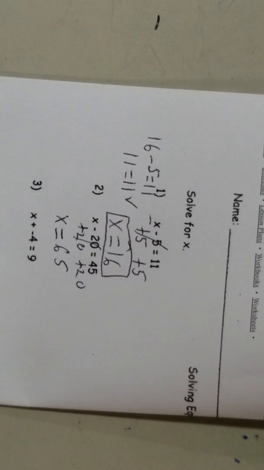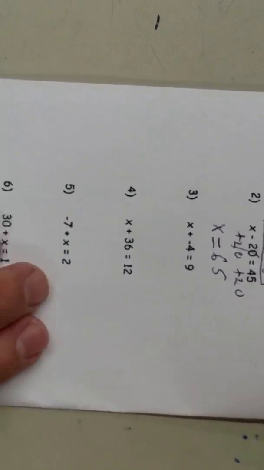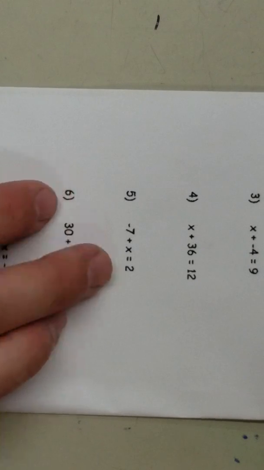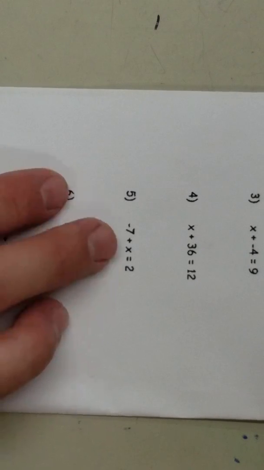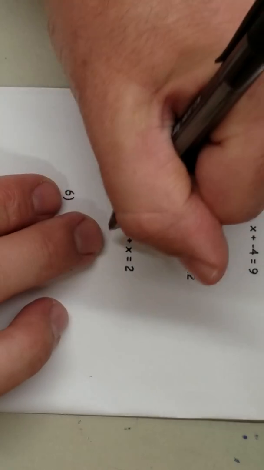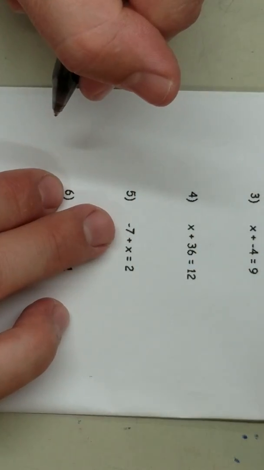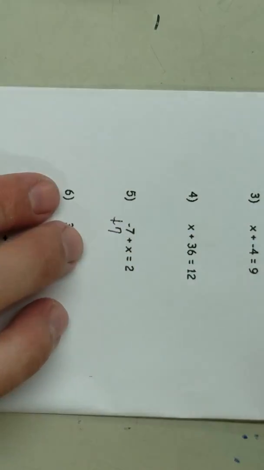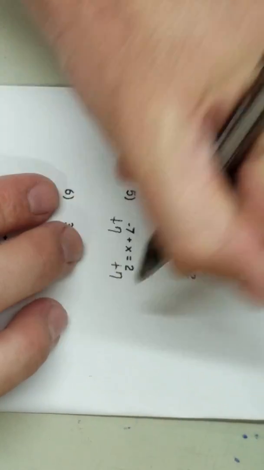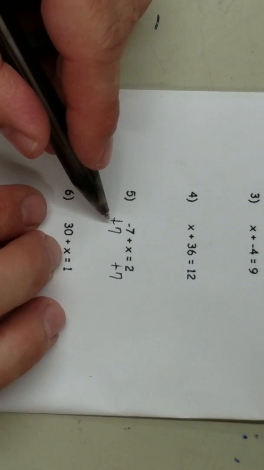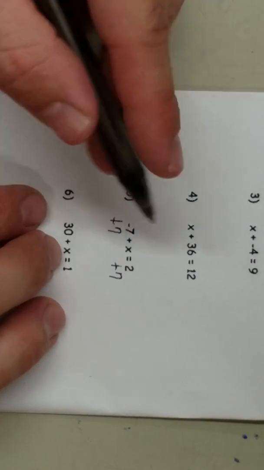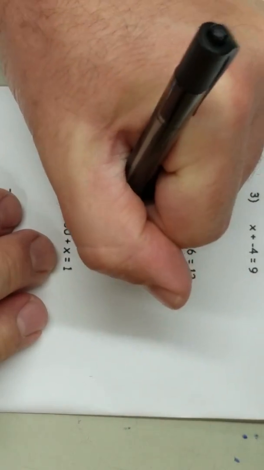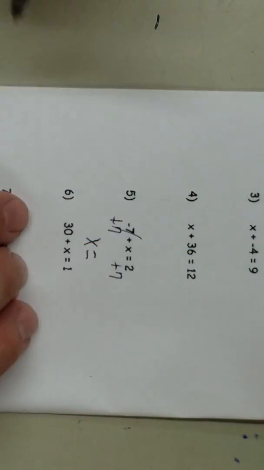I'll move on to number 5. For number 5, you have a negative 7 plus x equals 2. You want to get the x by itself, so you have the negative 7, which is subtract. So you want to do the opposite, which is add 7 and add 7 on the right. So you'd get rid of the negative 7 by adding 7. They would cancel each other to get 0, and you'd be left with x equaling 7 plus 2, which is 9.